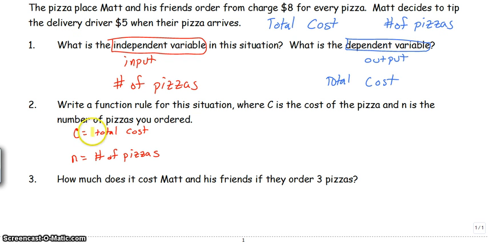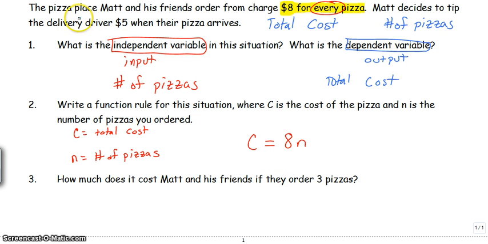So we know that the total cost is what we're solving for. That's the dependent variable. We can set this function rule up as C equals, because our total cost is going to equal something that has to do with the number of pizzas. It costs $8 for every pizza. That word every is a very key word here. It means multiplication. So it's going to be $8 times the number of pizzas.